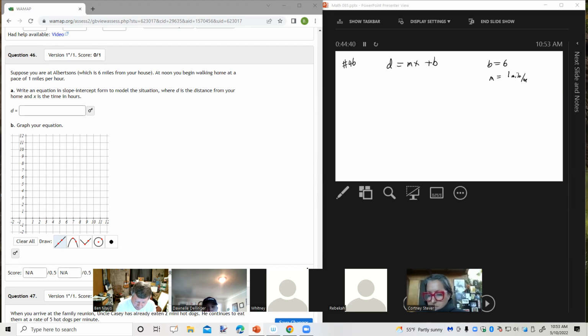Okay. So what have you got? You've got distance, which is miles, equals the rate, which is 1 mile per hour, times X, which is the number of hours, plus B, which is miles. And then here the hours and the hours reduce out. So again, you got miles equals miles plus miles. So distance equals 1x plus 6.